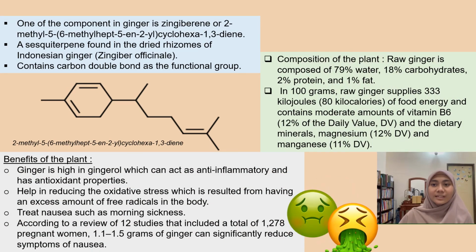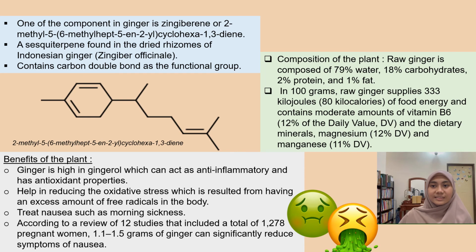One of the components in ginger is zingiberene, or its IUPAC name is 2-methyl-5-(6-methylhept-5-en-2-yl)cyclohexa-1,3-diene. A sesquiterpene is found in the rhizome of Indonesian ginger, which is Zingiber officinale. This ginger contains carbon double bonds as its functional group.